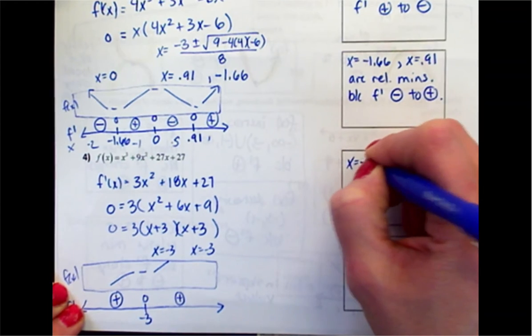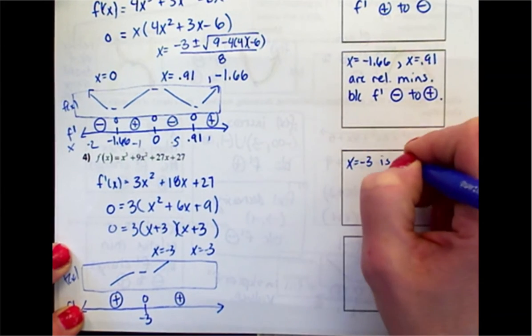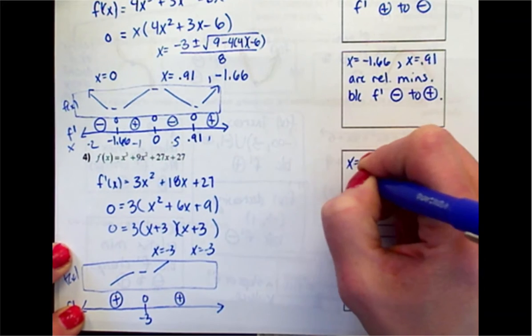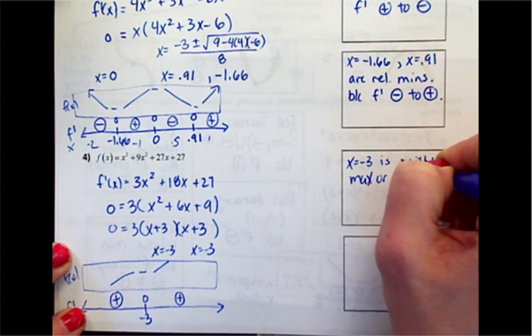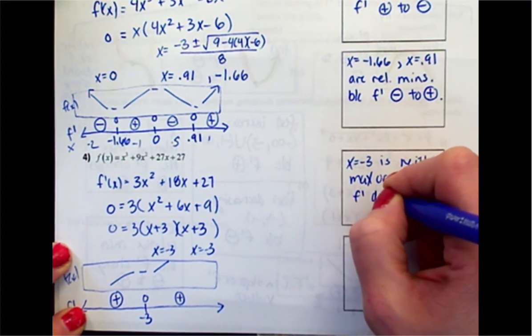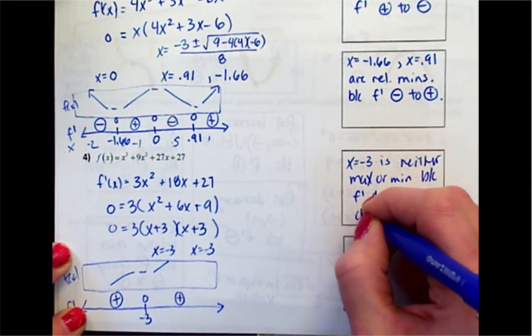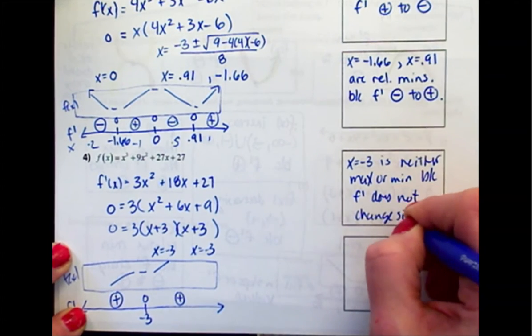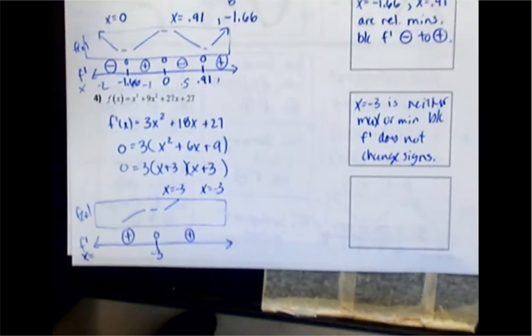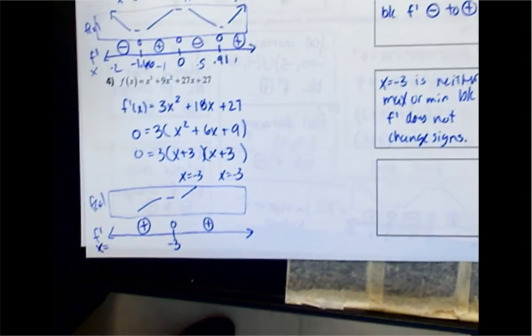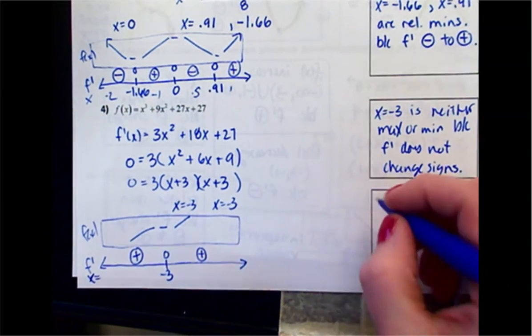So x equals negative 3 is neither max or min, because f prime does not change signs. If I was going to write an increasing statement, because this one's a little bit interesting, it's increasing, 0 slope, increasing. There's 2 acceptable answers depending upon which textbook you open up. Okay? It means I would accept both of them.